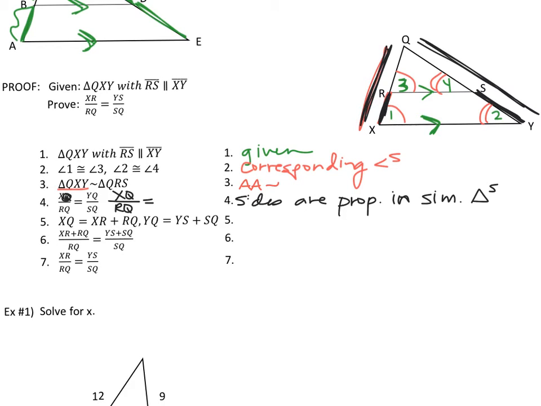Okay, then this next one is from chapter 1. It says XR plus RQ is equal to XQ. So this little piece here plus this little piece here equals the whole thing. Do you remember which postulate that was? Segment addition postulate, right? You add the two pieces together, you get the whole thing. That was segment addition postulate.